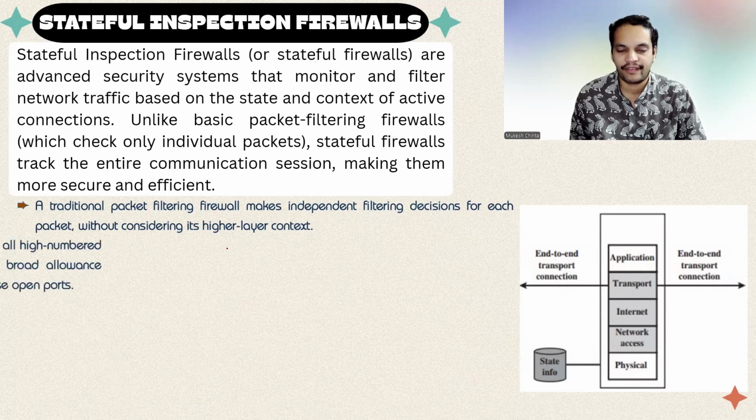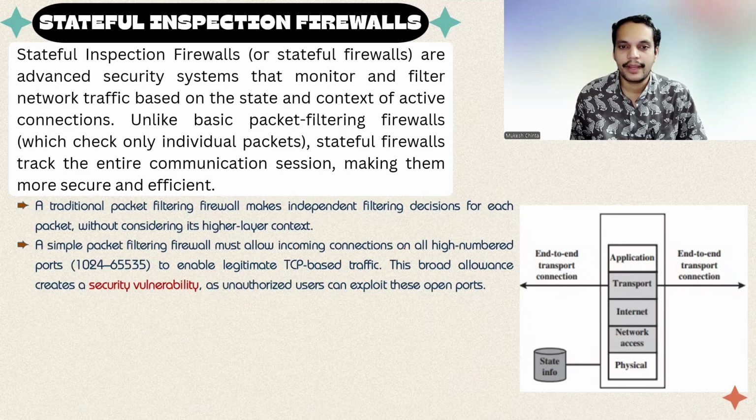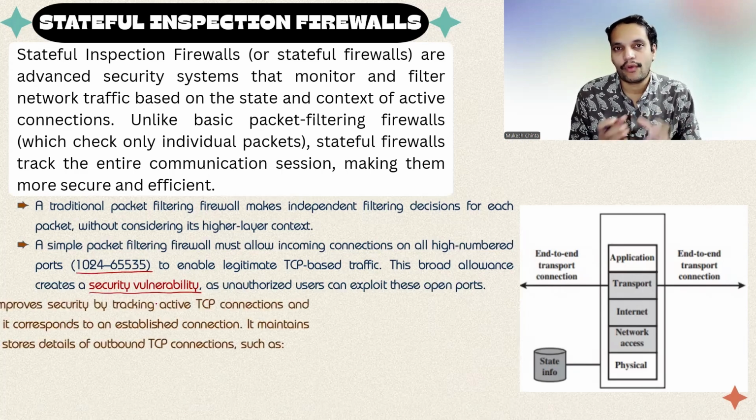A simple packet filtering firewall must allow incoming connections on all higher numbered ports. So any packets traveling to ports between 1024 and 65,535 are allowed, to enable legitimate TCP based traffic. This broad allowance creates a security vulnerability, as unauthorized users can exploit these open ports. Now, how do we overcome this?